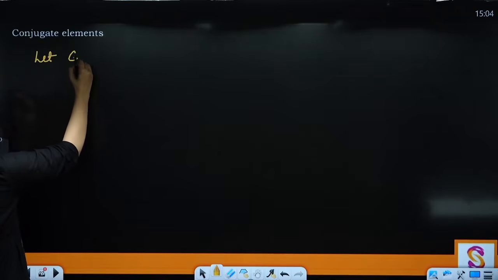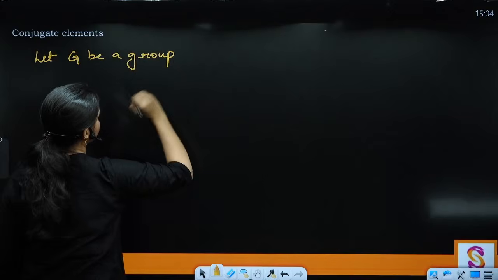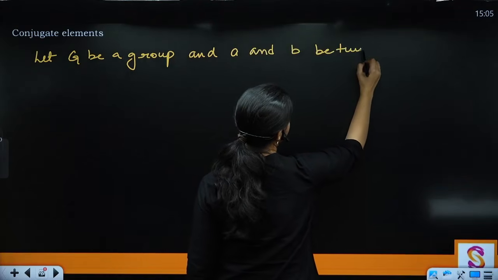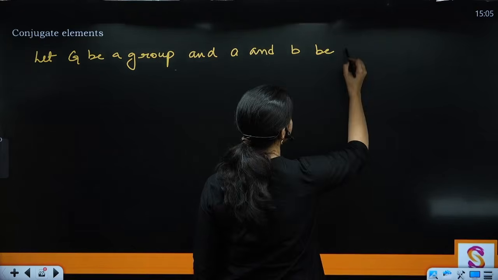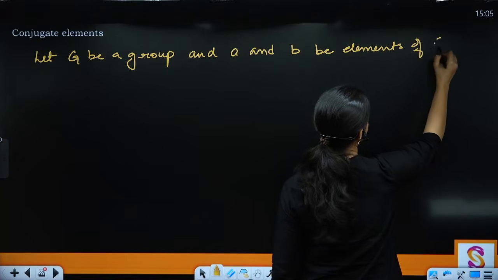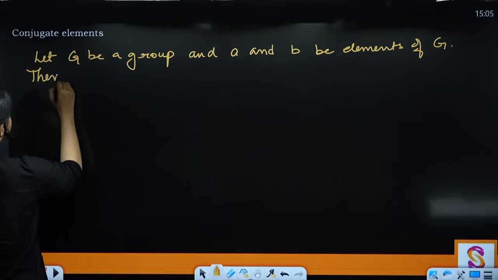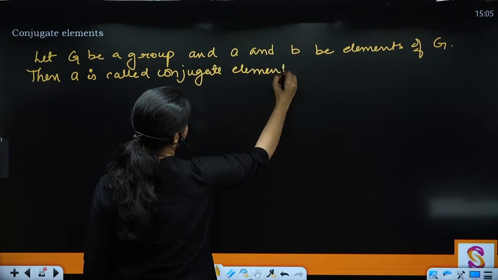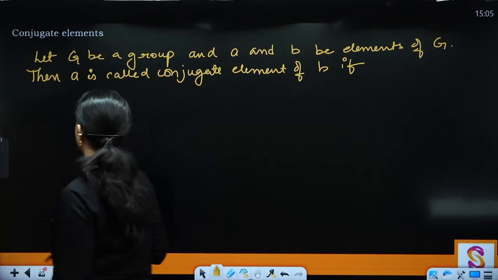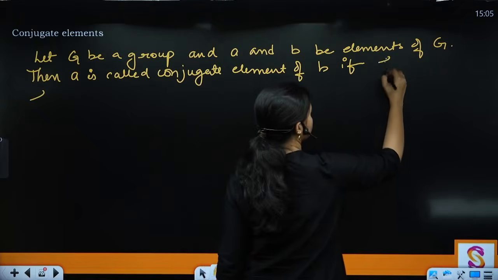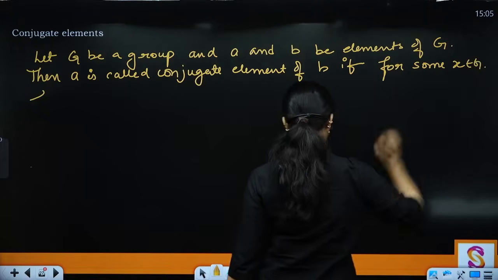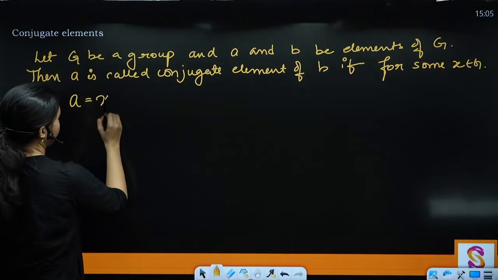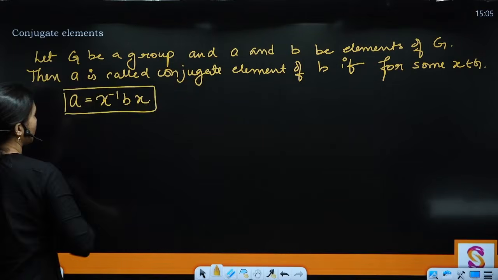So let G be a group and A and B be elements of G, then A is called conjugate element of B if for some x belongs to G, this relation holds, the one I'm going to write over here, that is A equals x inverse B x. This is what a conjugate relation is, right?